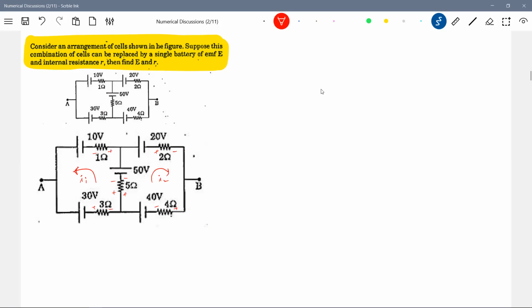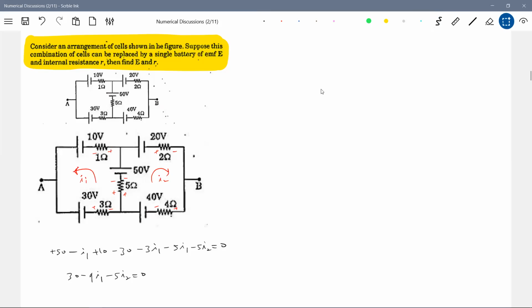Then we'll find out I1, I2. Once I know I1, I2, I can find out VAB. It's very easy. How to calculate I1, I2? Writing loop equation. So let's write the loop equation. Plus 50 minus I1 plus 10 minus 30 minus 3I1 minus 5I1 minus 5I2 equals 0. So 50 plus this will be 30 minus 9I1 minus 5I2 equals 0. So that's one loop equation what I have.